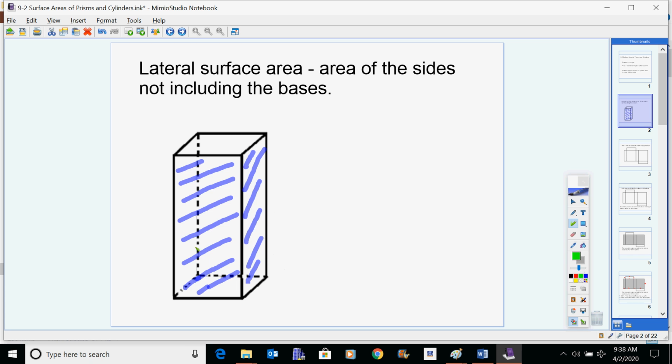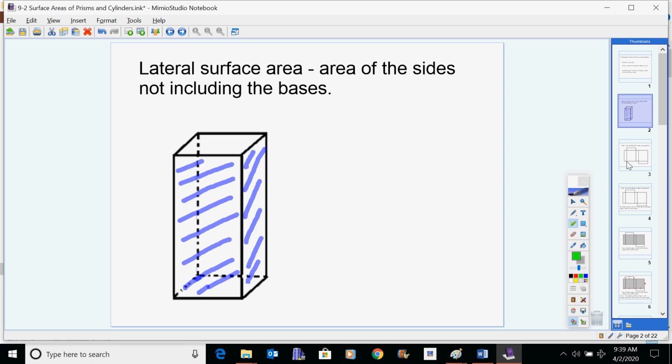The lateral surface area is just the sides as you go around your box or around your rectangular prism or around any kind of prism. Actually, you could have any kind of wacky weirdo shape on the top and the bottom as long as they were the exact same shape. And you can just talk about the area of just the pieces that go around the outside like that.